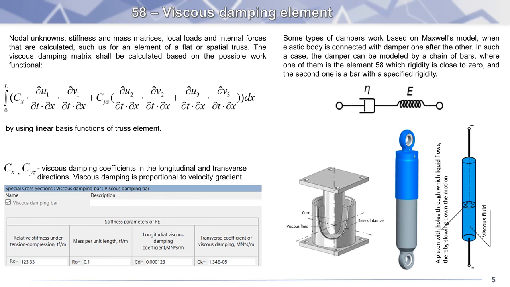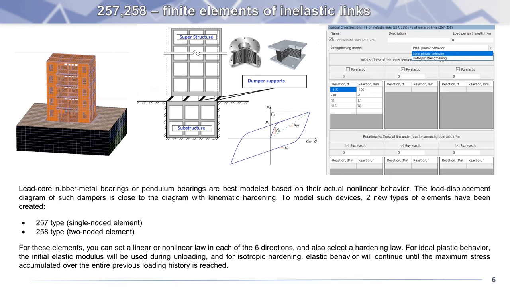The viscous damping matrix shall be calculated based on the possible work functional by using linear basis functions of truss elements, where Cx and Cyz are the viscous damping coefficients in the longitudinal and transverse direction. Viscous damping is proportional to velocity gradient. Finite element of inelastic links.